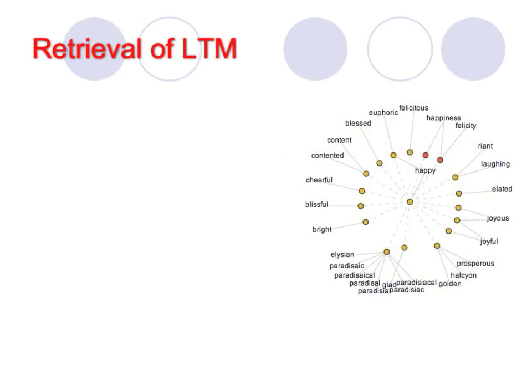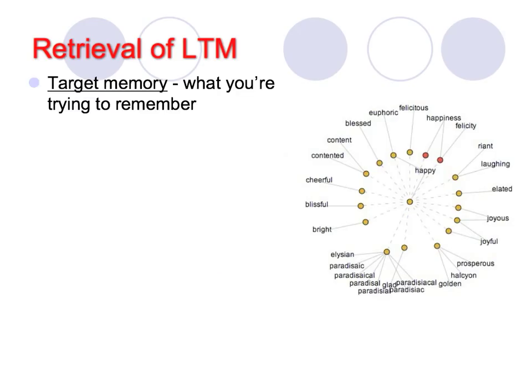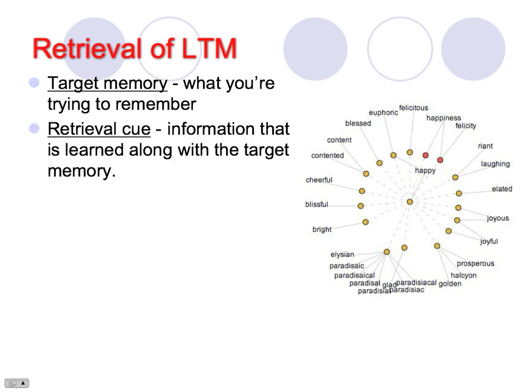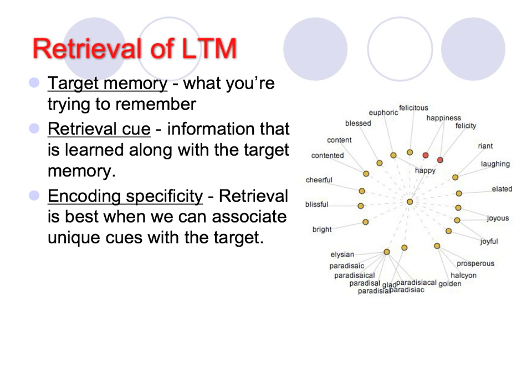When you're retrieving some memories from long-term memory, the target memory is what you're trying to remember. And what helps you remember is something called a retrieval cue. It's information that is learned along with the target memory, or you make associations between a cue and a target memory. And so if you are exposed to the cue, then it's easier to remember the target memory. And what you want, the idea, which I hinted at before, is you want encoding specificity. You want unique links between retrieval cues and target memories, and that makes it really easy to remember.